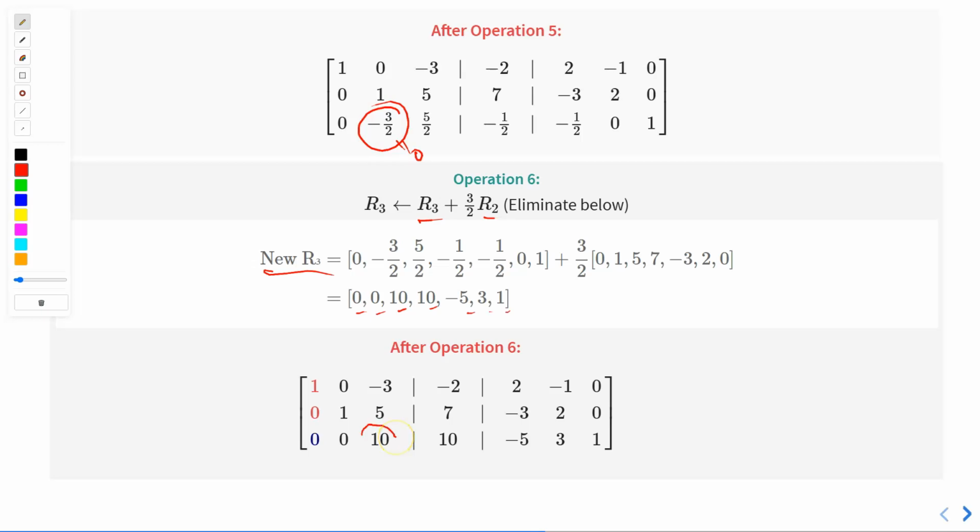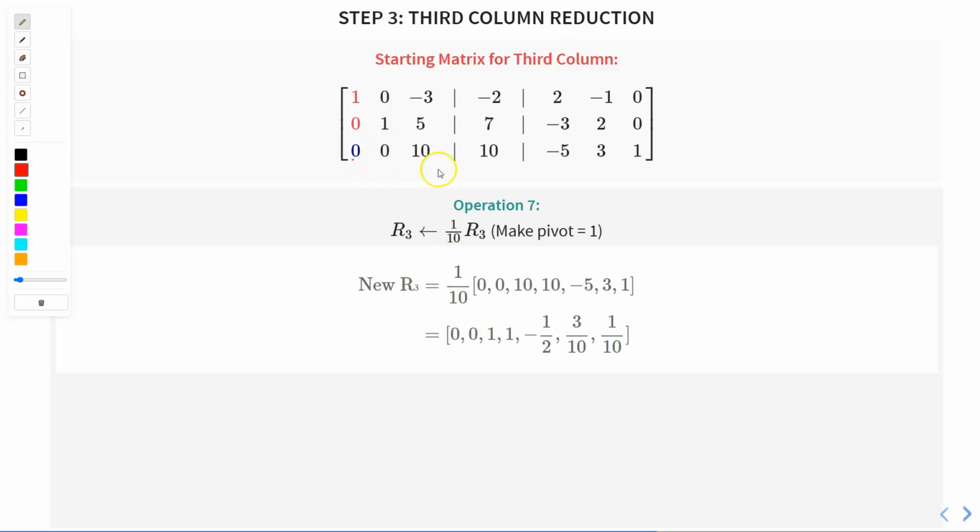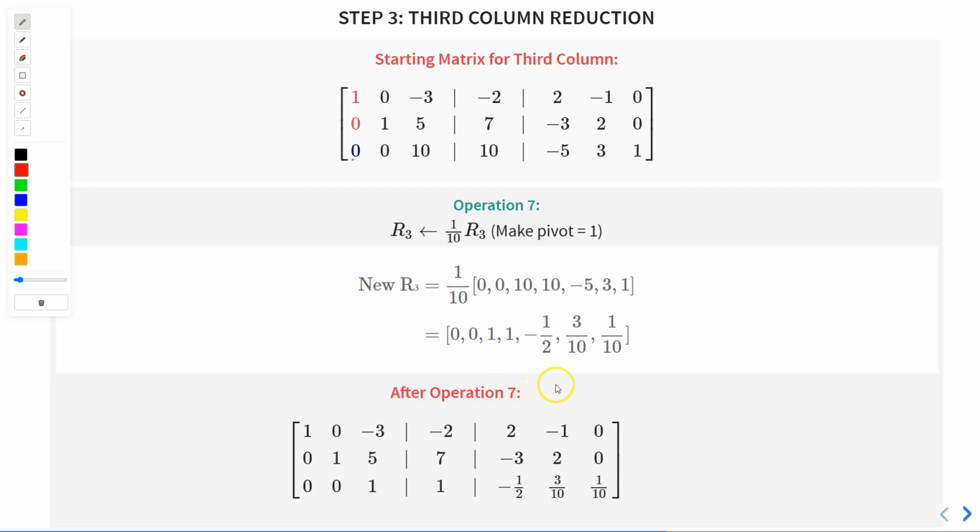So now next, this will be my pivot element, so that will be 1. For that I have to divide by 10. So R3 divided by 10 I have to do. The next operation is operation 7: 1 by 10 R3, to make the pivot 1. If I do that, this is 0 by 10 0, 0 by 10 0, 10 by 10 1, 10 by 10 1, then minus 5 by 10 minus half, 3 by 10, 1 by 10. So after operation 7, I'll get 1 0 minus 3 minus 2 2 minus 1 0 0 1 5 7 minus 3 2 0.